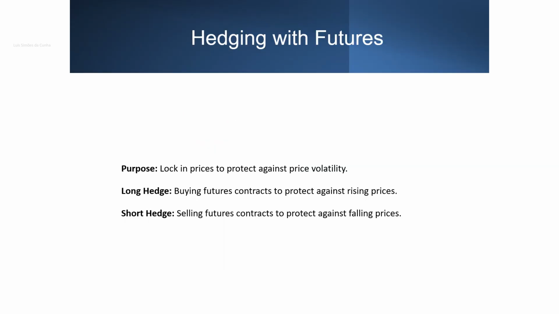Hedging with futures involves using futures contracts to lock in prices and protect against price volatility. A long hedge involves buying futures contracts to protect against rising prices, while a short hedge involves selling futures contracts to protect against falling prices.